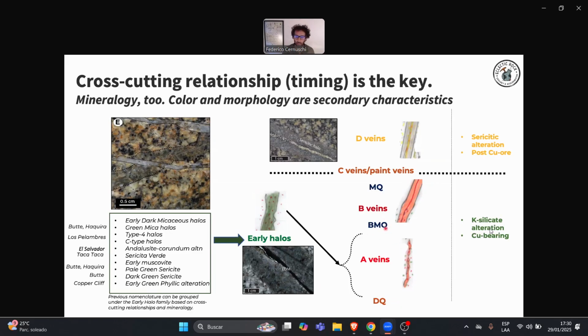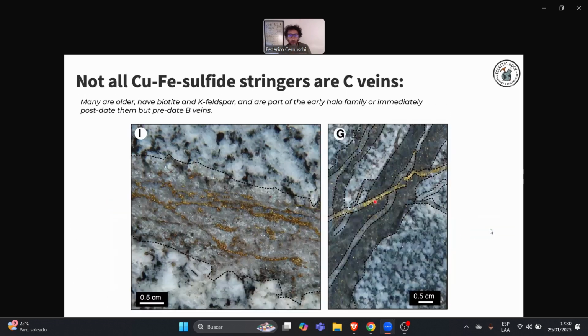Banded molybdenite quartz veins postdate A veins and predate B veins, and they have moly but no copper. And some deposits have another moly generation with quartz after B veins. So we'll bring that into perspective in a minute. The other point that I wanted to make for this discussion is that not all the copper iron sulfide stringers within a porphyry are a C vein.